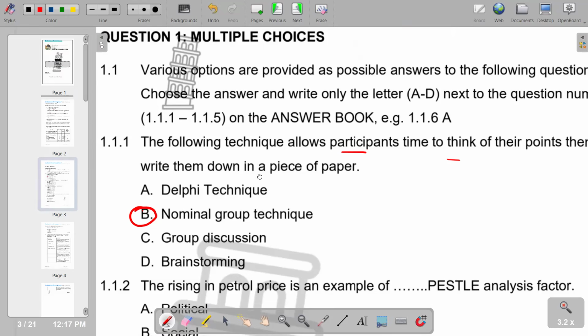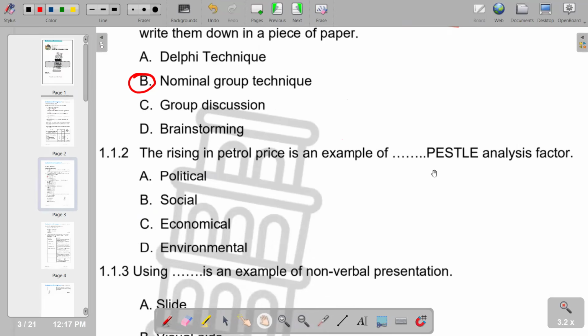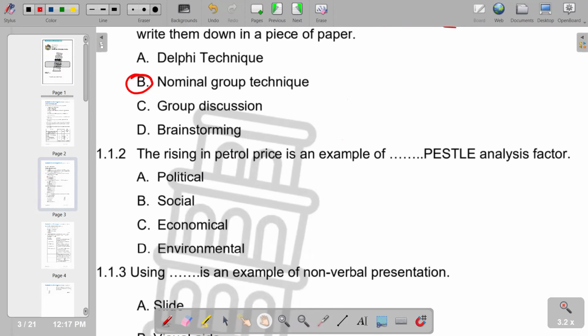Then we go to number two. The rise in petrol price is an example of a dash PESTEL analysis factor. With the responses given, you'd see that it is economical. Remember, an economical factor is anything that has a bearing on the economy. In this case, a rise in petrol is inflation, which is part of economical. It includes factors like economic growth, percentage of unemployment, inflation, interest and exchange rates. Also, commodity prices are part of the economical factor.